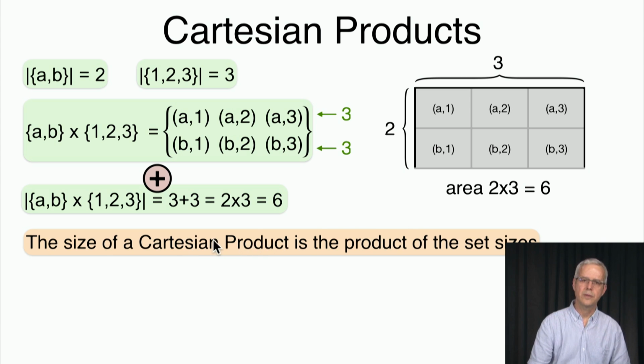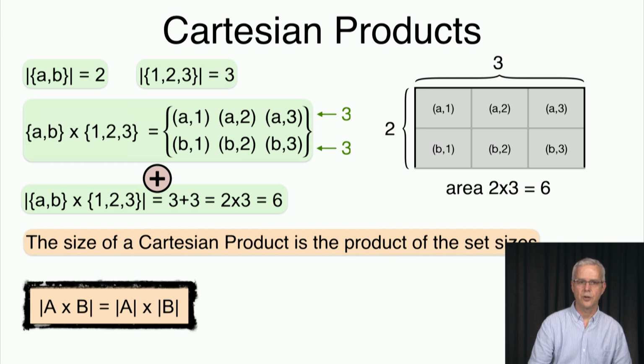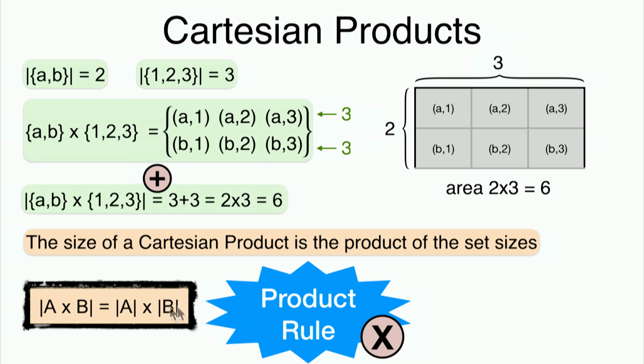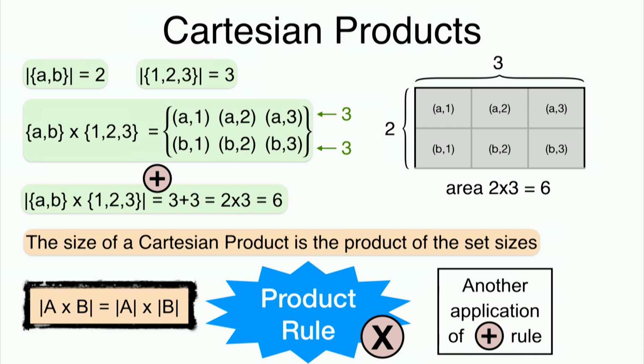Now, in general, we can see that the size of a Cartesian product is the product of the set sizes. So if you have 2 sets A and B, then the size of the Cartesian product A times B is just going to be the size of A times the size of B. Okay, and this is called the product rule, which we'll denote by this X. And as you can see, it's another application of the addition rule because we just add things, the size of A times. So here we added them twice. So it's just like a generalization, if you want, of the addition rule.